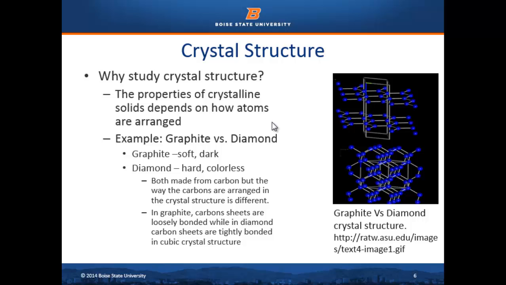Okay, so let's take an example of graphite versus diamond. Graphite is soft and dark, whereas diamond is hard and colorless. But both graphite and diamond are made up of carbon. Why such a big difference? Well, it's because of the atomic arrangement of the carbon as shown in the figure on the screen. Look at how the atoms of graphite are arranged and how the atoms of diamond are arranged. We can see that the graphite carbon sheets are loosely bonded, while in diamond the carbon atoms are tightly bonded in a cubic crystal structure, which makes it one of the hardest substances on earth.